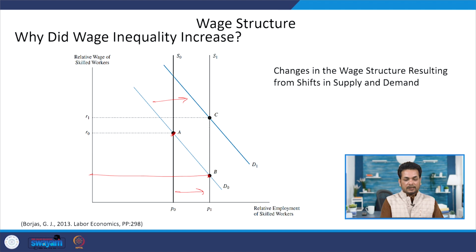As a result, you can see the economy is at equilibrium at point C, which has increased the wage gap between the skilled and unskilled workers, and increased the wage rate of skilled workers. So, the demand for skilled workers has outweighed the supply of skilled workers over this period of time, resulting in an increase in the wage gap in the economy. So, the supply and demand framework clearly shows that any attempt to understand the rise in the relative wage of skilled workers must identify factors that increase the relative demand for skilled labor.